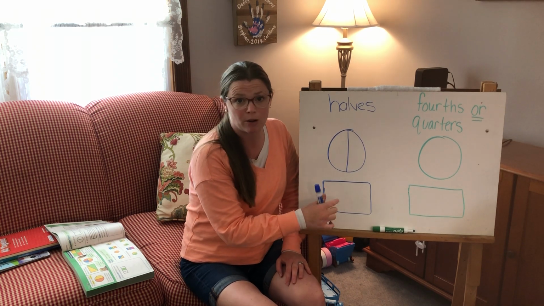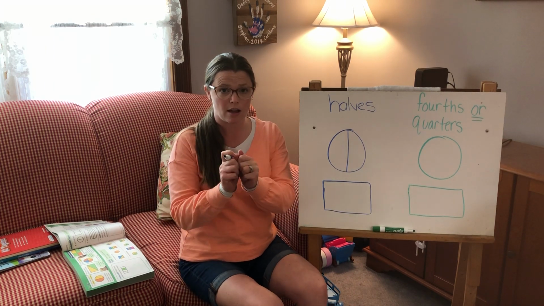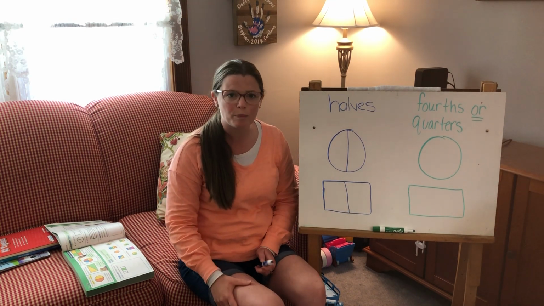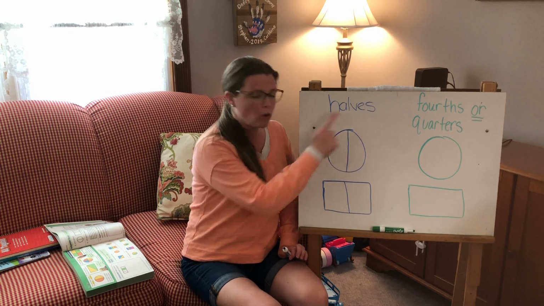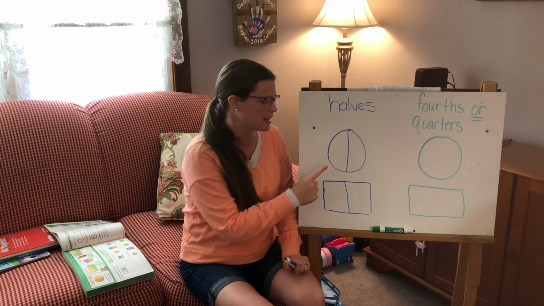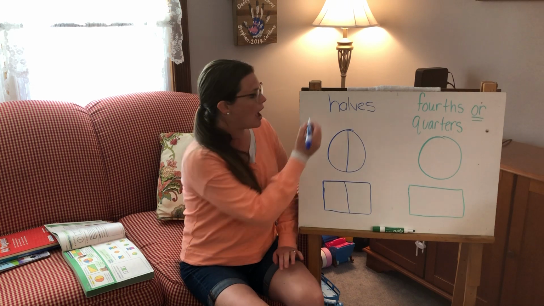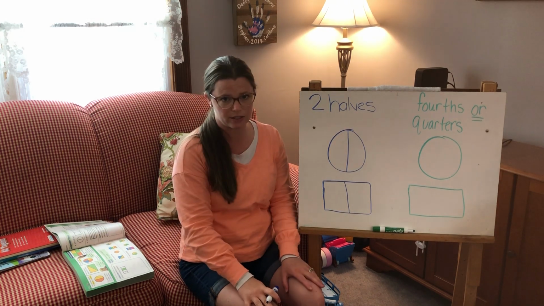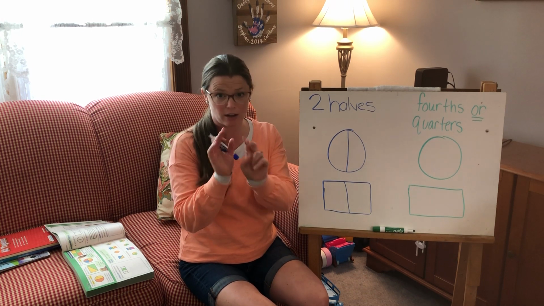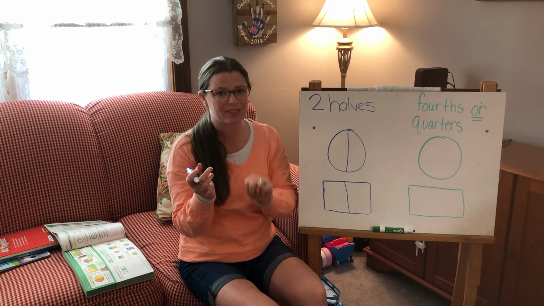So if I were to break a rectangle in half, so let's say I was sharing a candy bar with you because they're rectangles, I would break that in half. And so now my whole cookie, I broke it into how many halves do I have? Ready? Let's count them. 1, 2. So I have 2 halves. So when you break something into 2 parts that are equal, they are halves, okay? So when there's 2, it's halves.